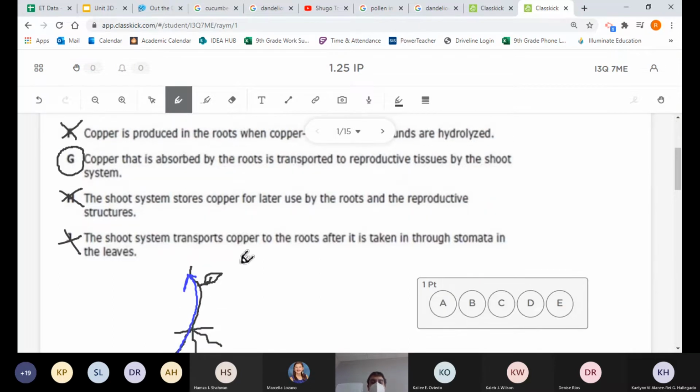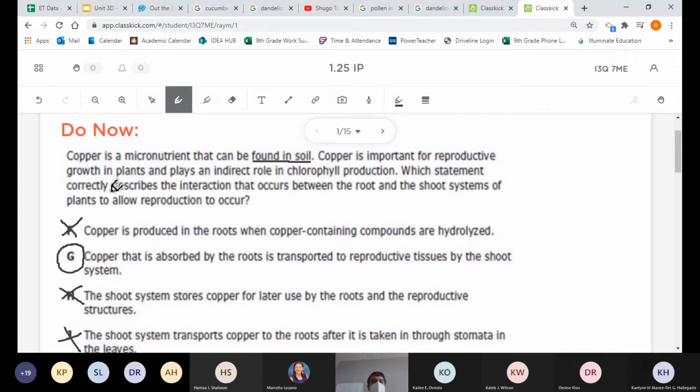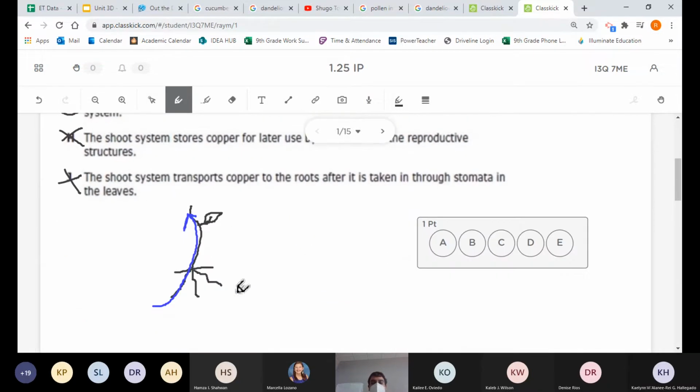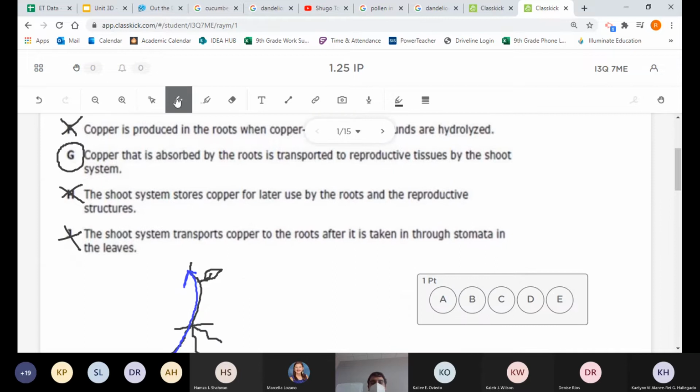So this is a question about roots and shoots. Even though it's talking about copper and reproductive systems and so on, really we're just talking about what do roots and shoots do? And they transport stuff, right? So the roots absorb things and then the shoots will transport them to where the plant needs it. And there you go. So B is the answer.